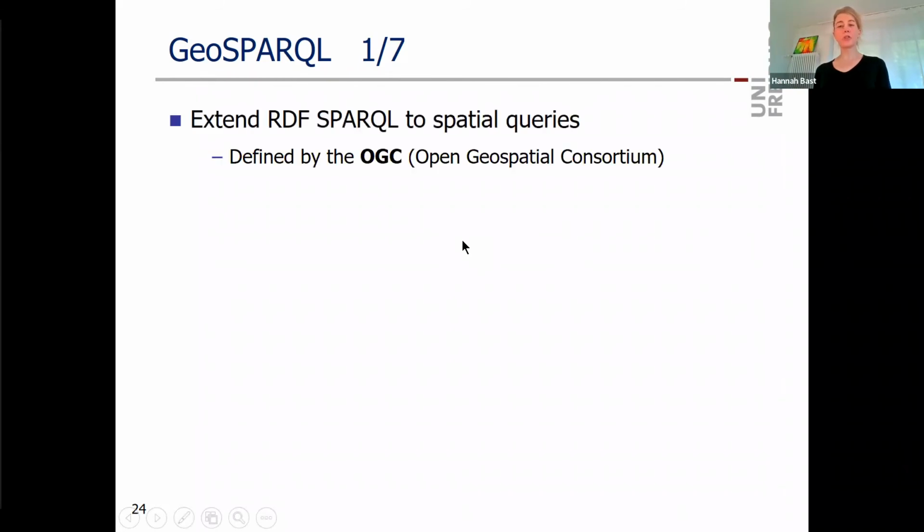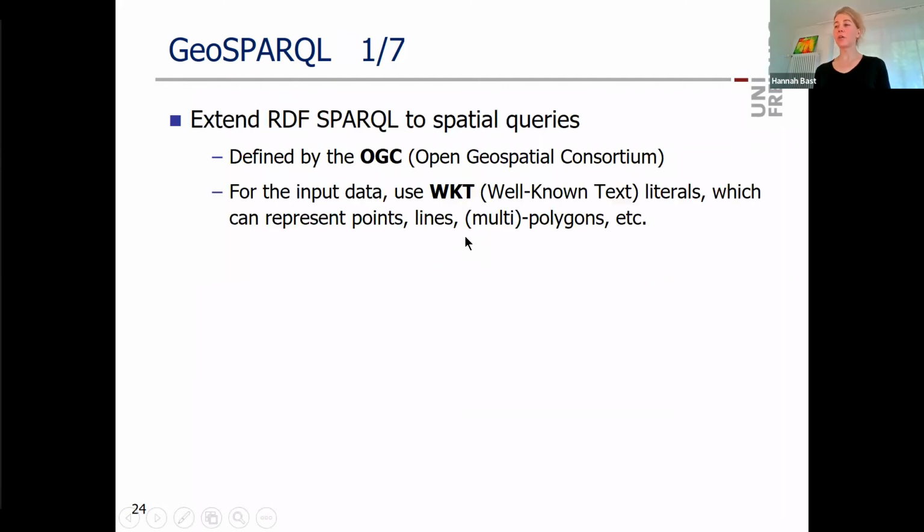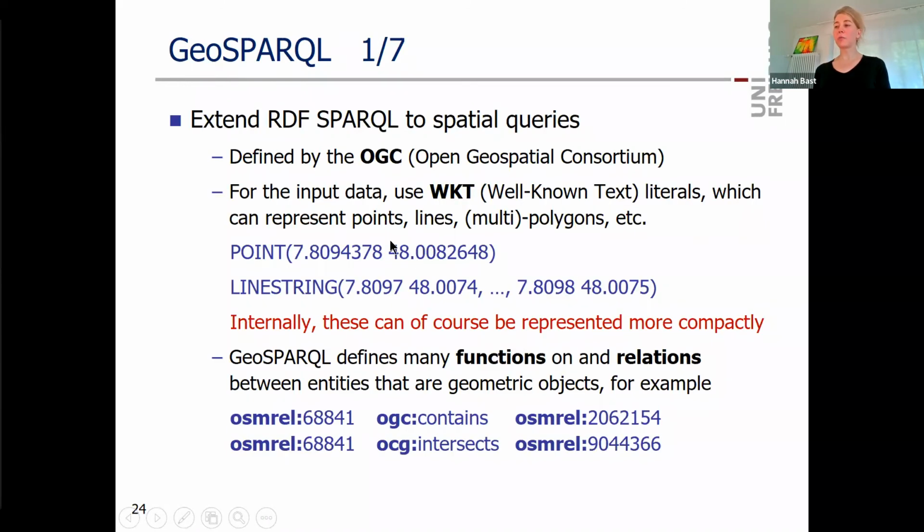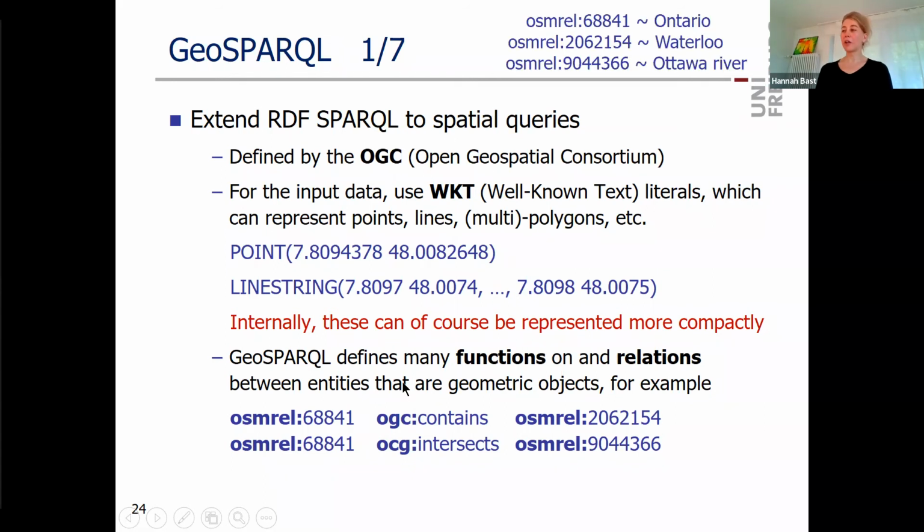So let me briefly talk to you about GeoSPARQL, just because it's so fancy. That will be quick. In GeoSPARQL, you can specify geometry information, which is points, lines, polygons and multi-polygons, all basic geometries. There's a standard about this, and a whole consortium defining it. And then you have triples of this kind, like saying Ontario contains Waterloo.